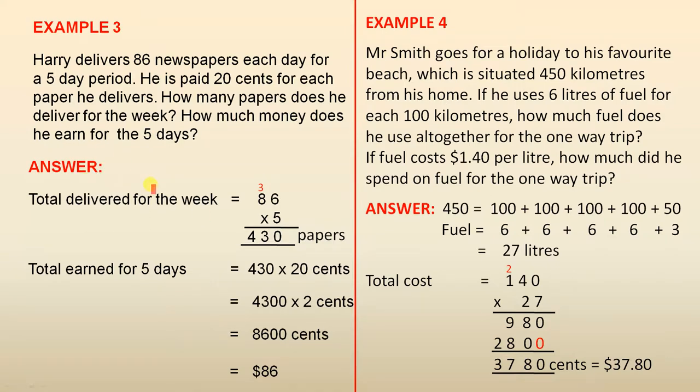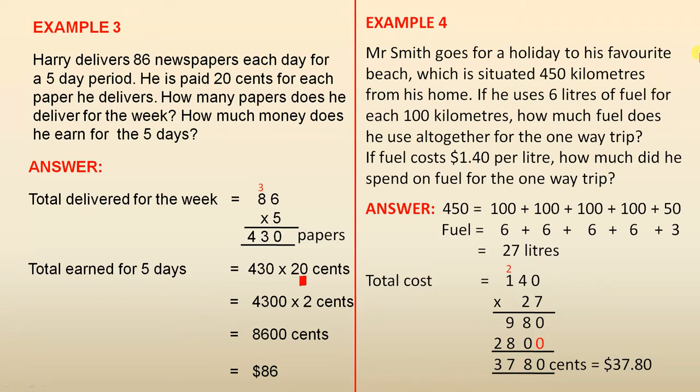So the total delivered for the week, that's the 5-day week, is obviously 86 times 5. So when we do that multiplication we get 430. So that's 430 papers. Now for each paper he gets 20 cents. So let's find out the answer in cents first. 430 by 20, that's the same as 4,300 by 2 because of that 0 here. And that's 8,600 cents. If we divide that by 100, that gives us $86.